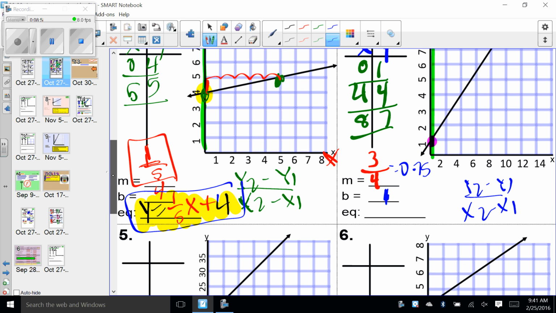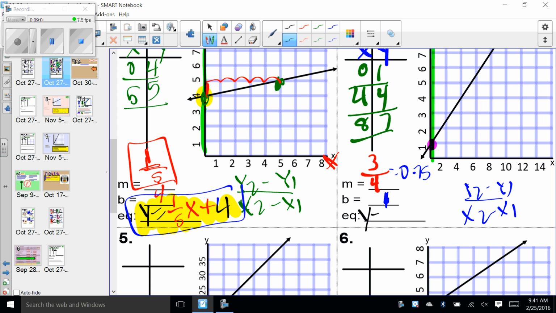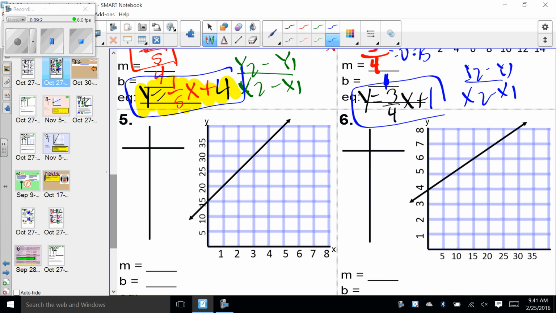My equation then is y equals mx plus b. My slope is 3/4 x plus, and my y-intercept is right here at 1. There's my equation, y equals 3/4 x plus 1.